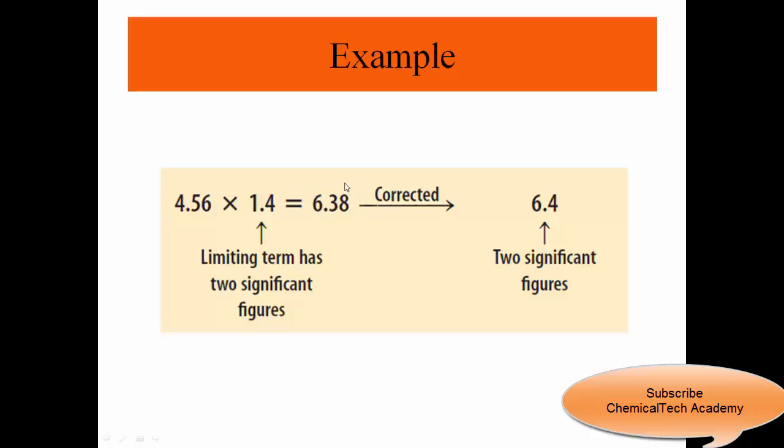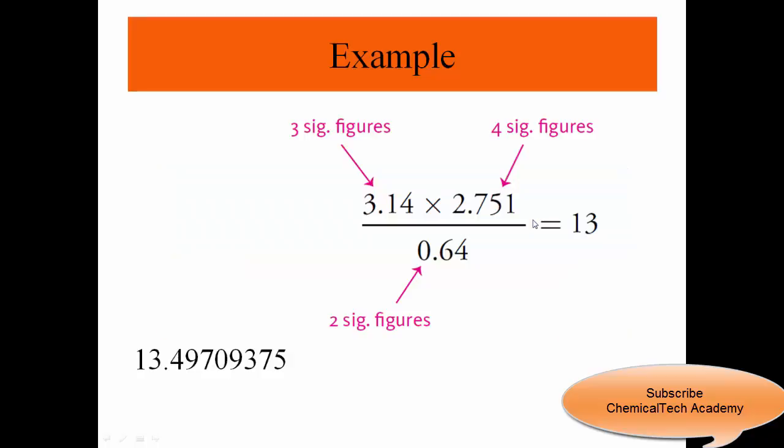We need to round this number because right now it has three significant figures. We need to drop one of them because our final answer has to have two significant figures. So 6.38, we need to remove this one, and since it is greater than 5, we need to remove it and add one to the previous digit. So the final answer would be 6.4.